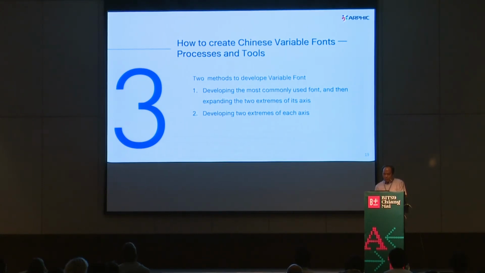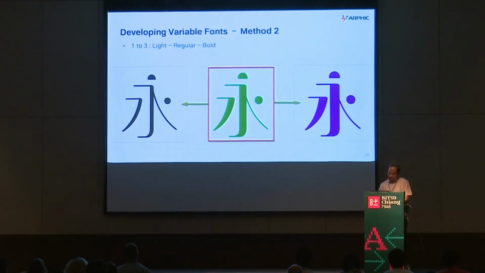First, developing the most commonly used font, then expanding the two extremes of its axis. Second, developing two extremes of each axis. The emoji is the example that is applied in the first development model. Develop the most commonly used weight, regular, and then expand that to light and bold fonts.